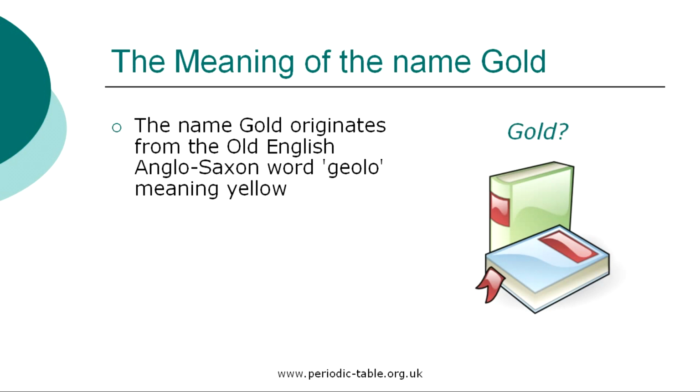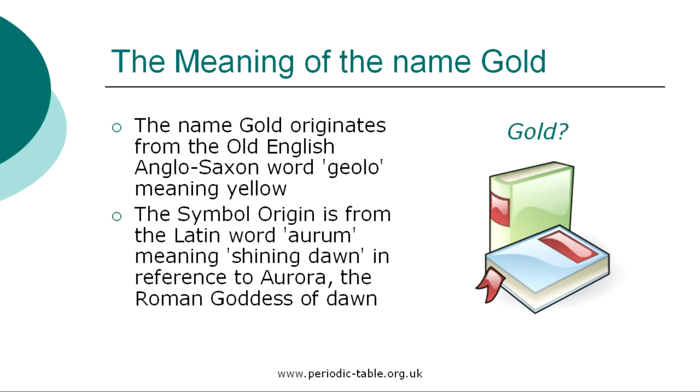The word gold originates from the Old English Anglo-Saxon word golo, meaning yellow. The symbol originates from the Latin word aurum, meaning shining dawn, which is a reference to Aurora, the Roman goddess of dawn.